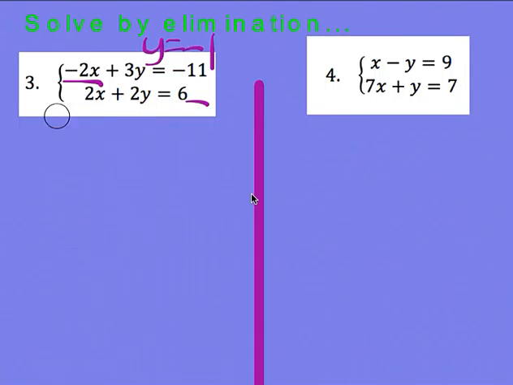So now that I know y is equal to negative 1, I can plug it back into either equation. It doesn't matter. Just for fun, I'm going to pick the bottom one on this one. So then I have 2x plus, now I'm going to take the y out, and I'm going to put negative 1 in instead. It's disappearing.